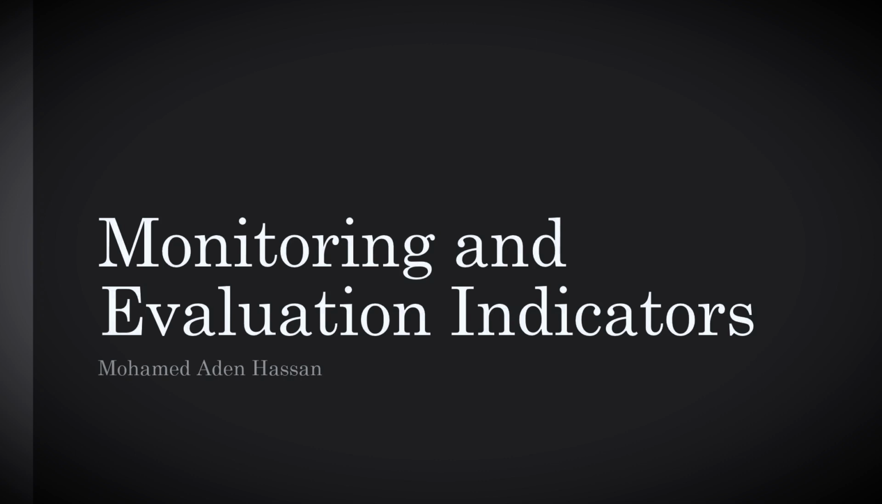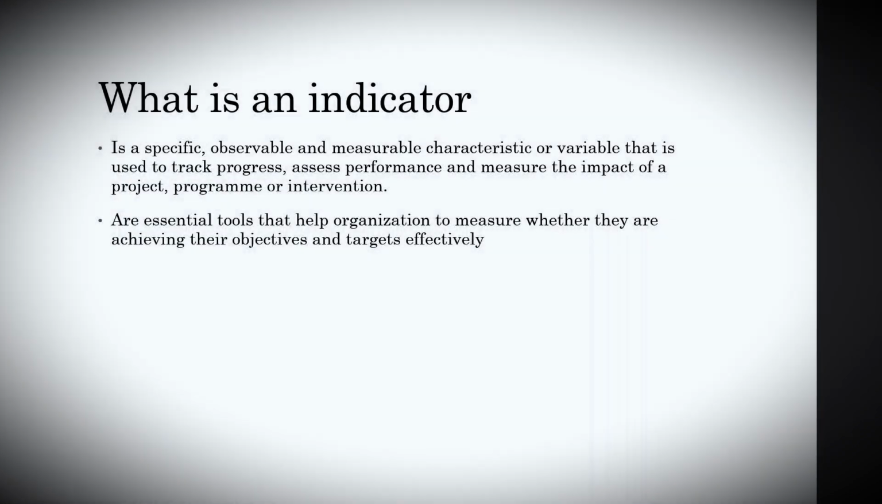So today let's discuss what an M&E indicator is, why it is important, and how it's used to measure our project progress. To begin with, we will start with the definition of an indicator. An indicator basically means a specific, observable and measurable characteristic or variable that is used to track progress, assess performance, and measure the impact of a project, program, or intervention.